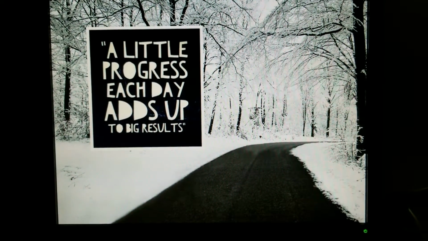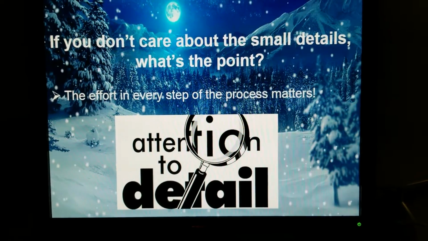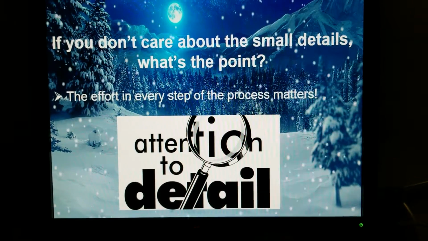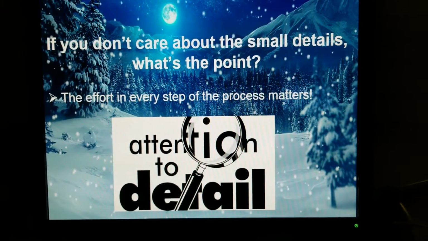First, our character message: a little progress each day adds up to big results. The effort that you make in every step of the process absolutely matters. You have to care about the small details. That was my message this morning. And my message to you: details matter.